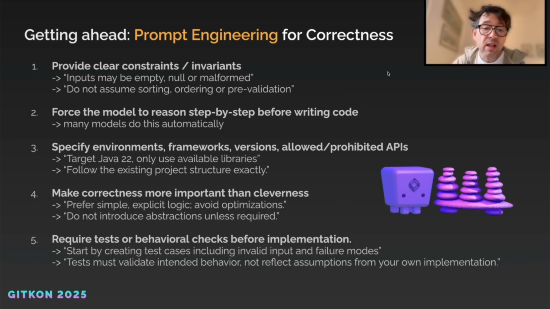And finally, require tests and behavioral checks. You can do test-driven development with AI. You can ask it to first generate tests based on some requirements, and then ask it to implement code that makes these tests pass. But you can also ask it to just generate tests as it goes along to continuously validate the behavior that it's implementing.